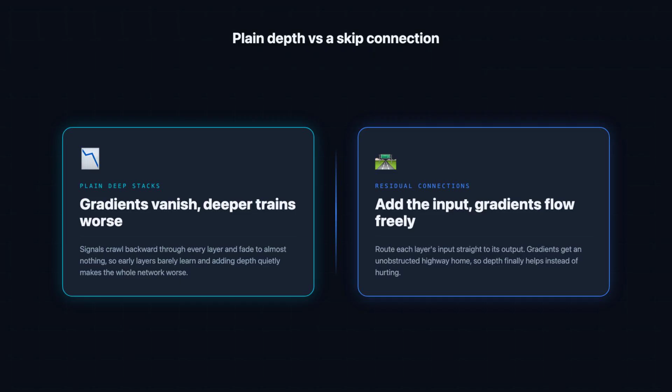The residual path adds each layer's untouched input straight onto its output. Now gradients have a clean route home, a highway that skips over the messy transformation entirely, so they reach the earliest layers undiminished. Signal flows freely in both directions, and suddenly depth becomes an asset instead of a curse. This single idea, first proven by ResNet, is now standard wiring in essentially every deep model.